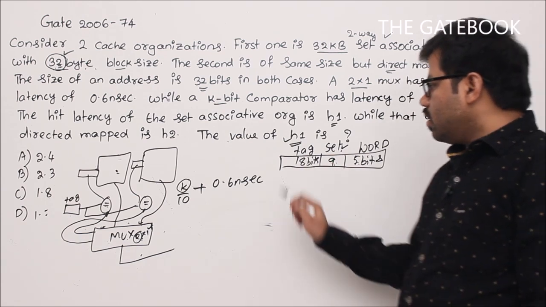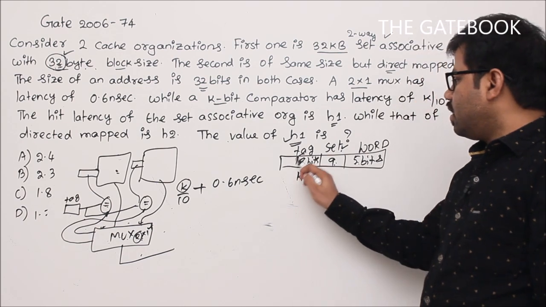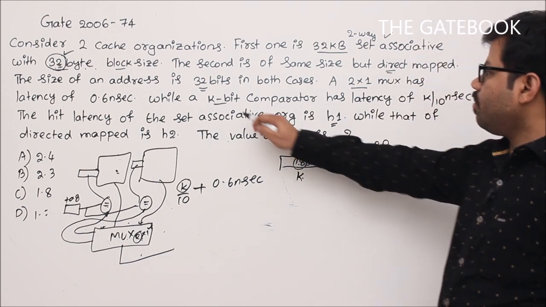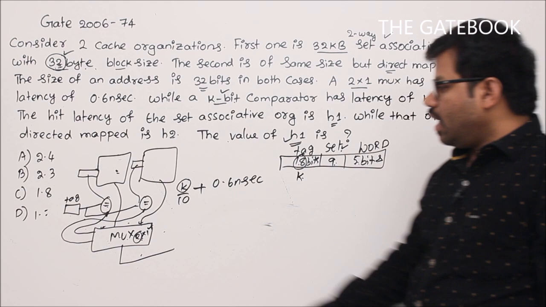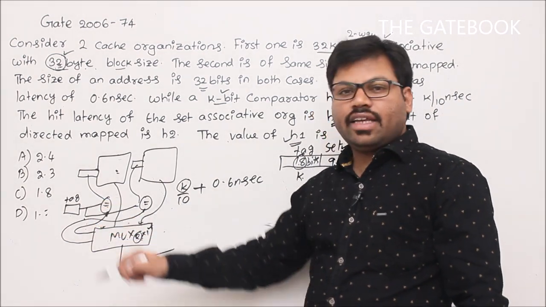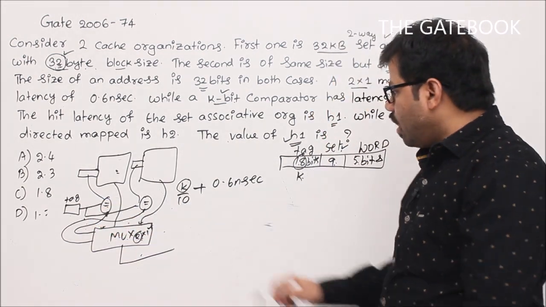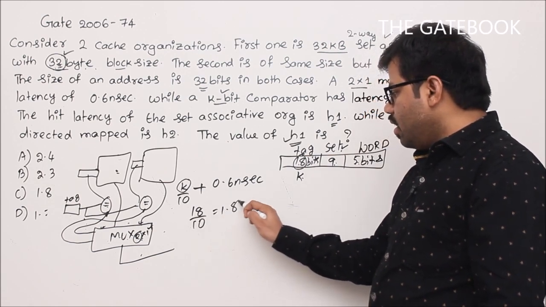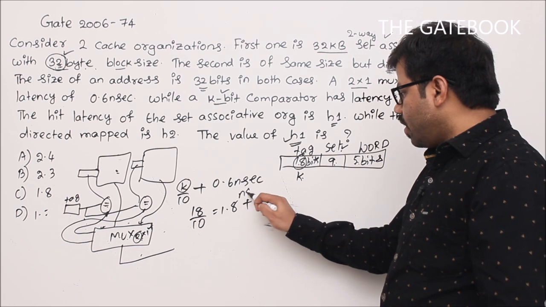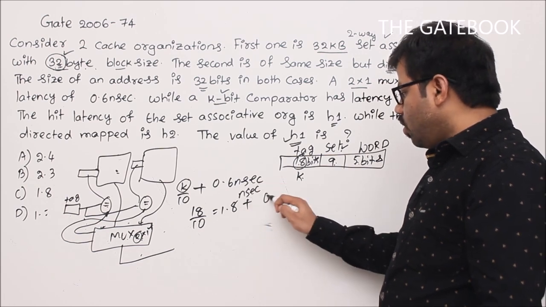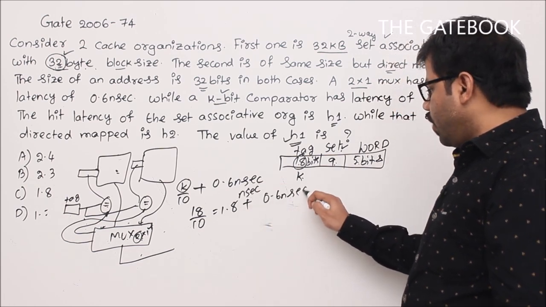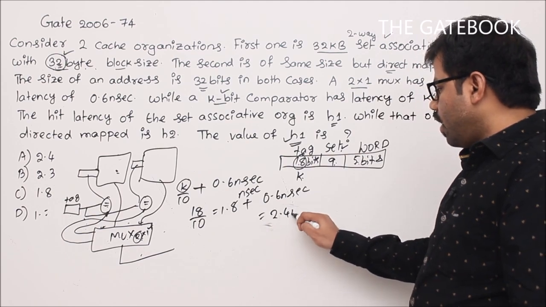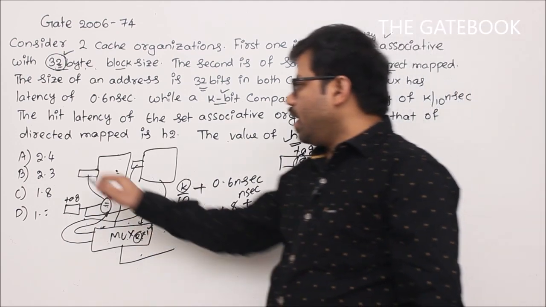So finally k, what is k? You see, a k bit comparator. Here we use a k bit comparator, where k is nothing but the number of tag bits. So the number of tag bits here is 18. So 18 by 10 is nothing but 1.8. So 1.8 nanosecond delay for comparison, followed by 0.6 nanosecond for selection of data. So it would be 2.4 nanosecond. So option A is the right choice.